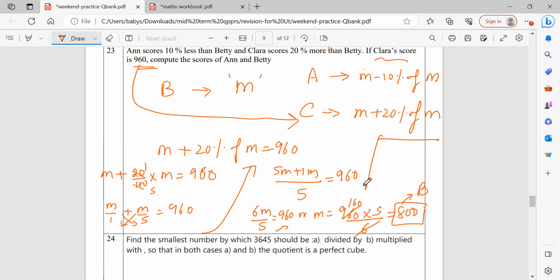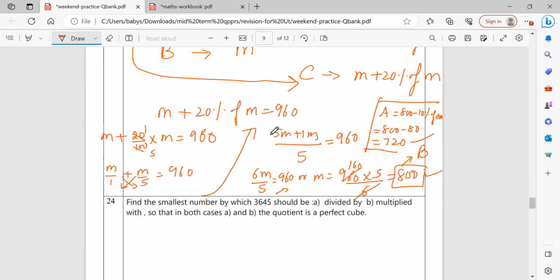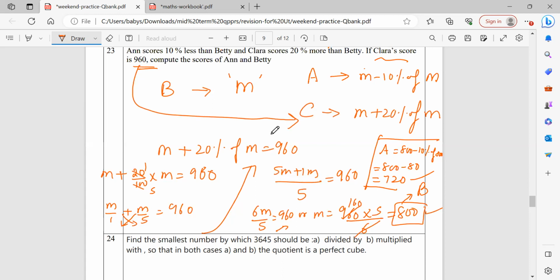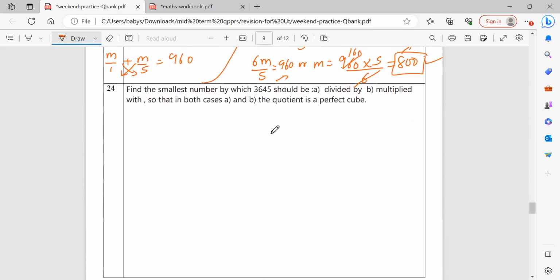And what is Anne's score? Anne is 800 minus 10% of 800. 10% of 800 is 80. 800 minus 80 is 720. So this is Anne's score, and we have Betty's score, and Clara's score is anyway given there. So we have got all the 3 students' scores. So this is how you will have to apply percentage.